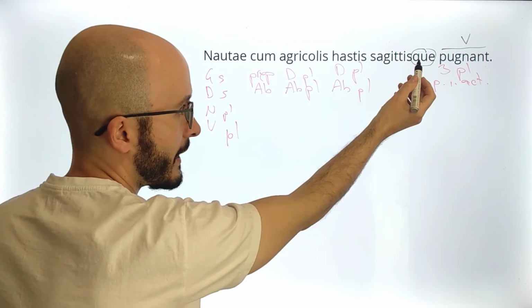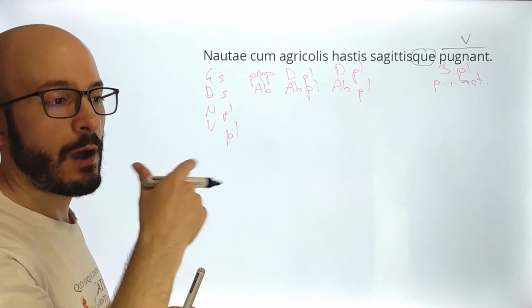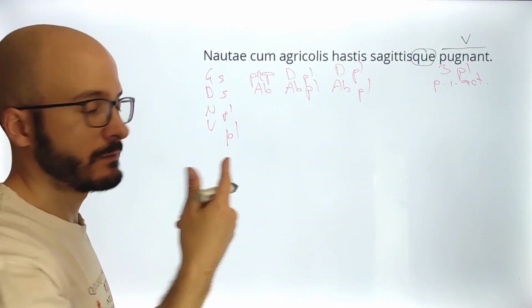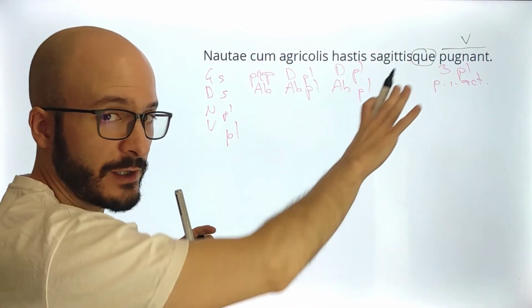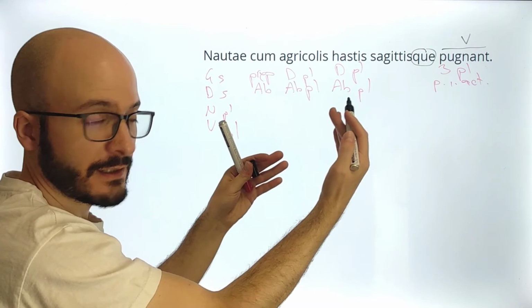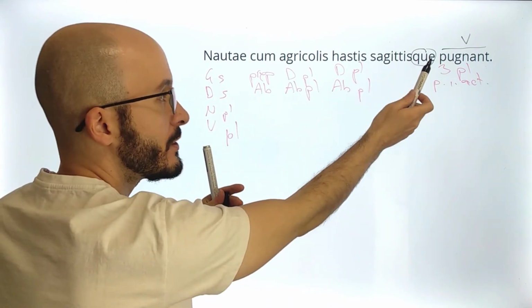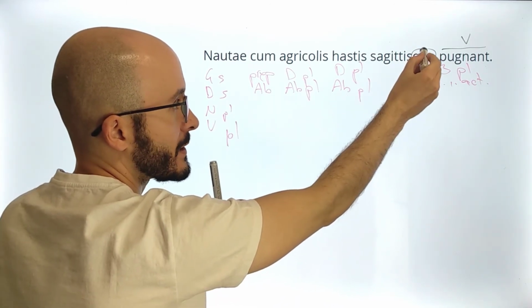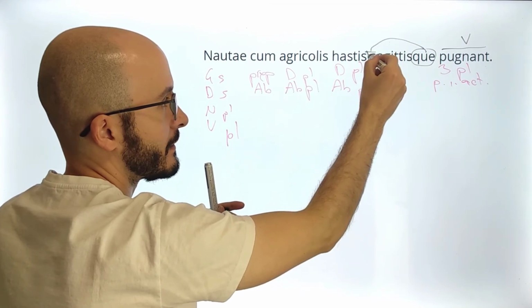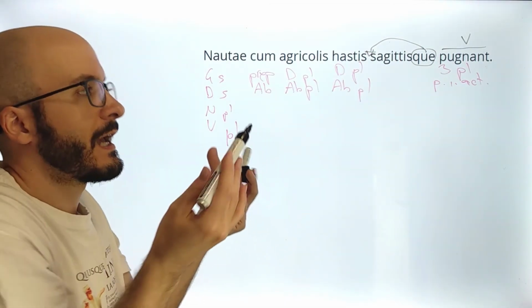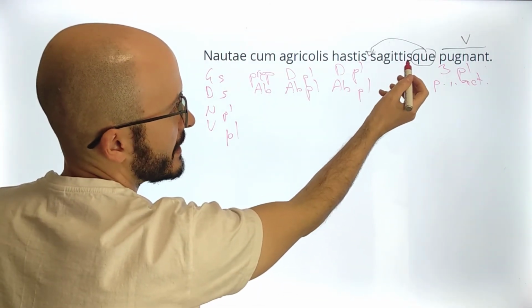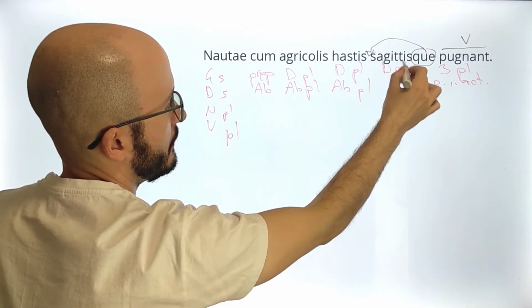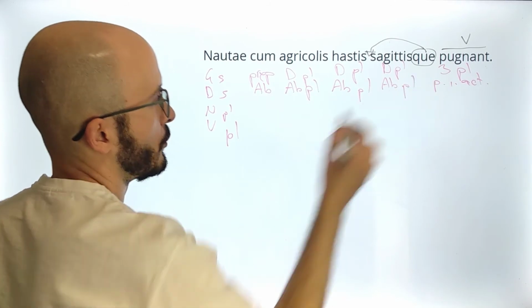So this que is a way to say and. But you see that it's like a different word, but we write it in the same word. And then we don't translate it here, we translate it here. Okay, so that's how Latin is. What can we do? And now, yes, sagittis is dative plural or ablative plural. Okay.